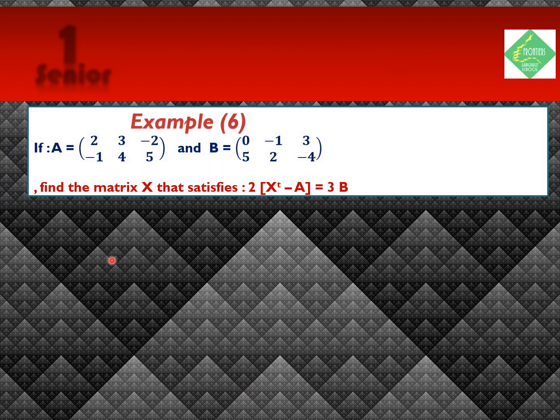Example 6. If A equals 2, 3, negative 2, negative 1, 4, 5, and B equals 0, negative 1, 3, 5, 2, negative 4, find the matrix X that satisfies 2 multiplying X transpose minus A equals 3B. Now you will move 2 by dividing. You can get at the right hand side 3 over 2 multiplying B. Now you will move negative A to the right hand side with the opposite sign, which is positive A. And finally you can take the transpose to get the matrix X.